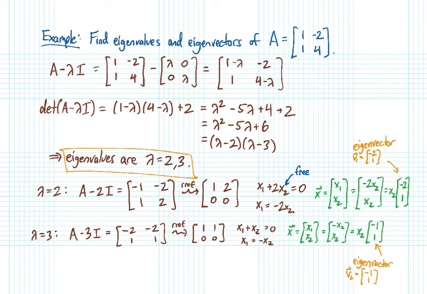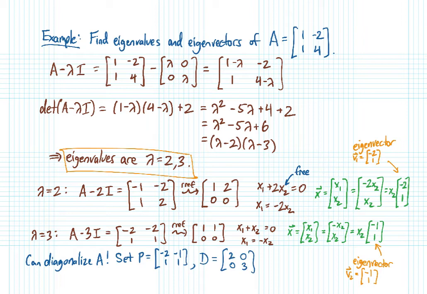And then I'll point out that with this information that we found, we can diagonalize A. And all of the information for that is right here in front of us. We just set P to be the matrix whose columns are the eigenvectors. And we set D to be the diagonal matrix whose diagonal entries are the eigenvalues. And that's it. It will be true that P inverse AP is equal to D. You can check it if you want.